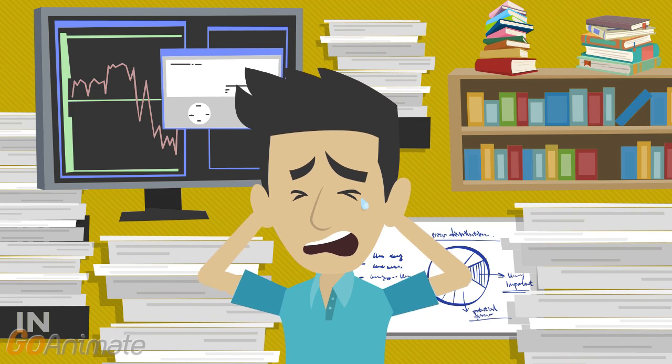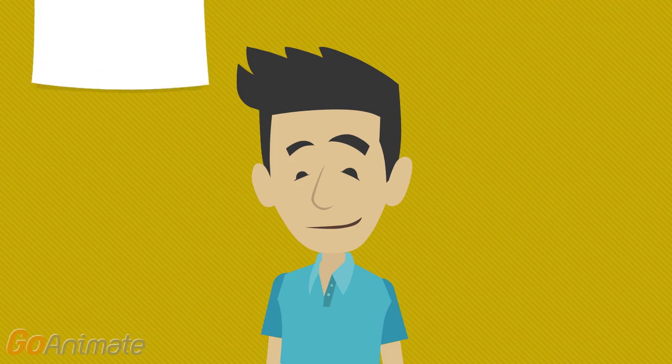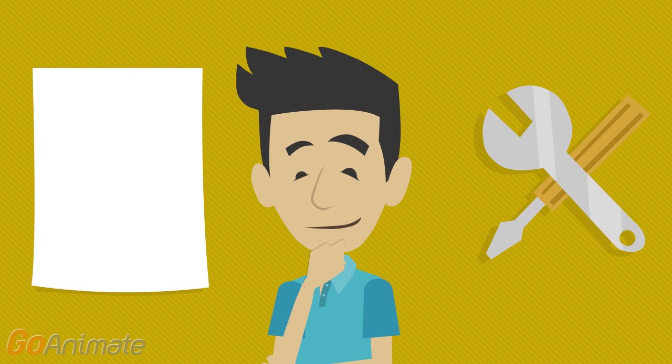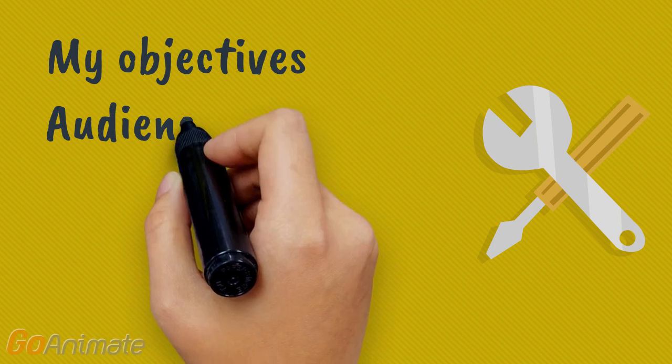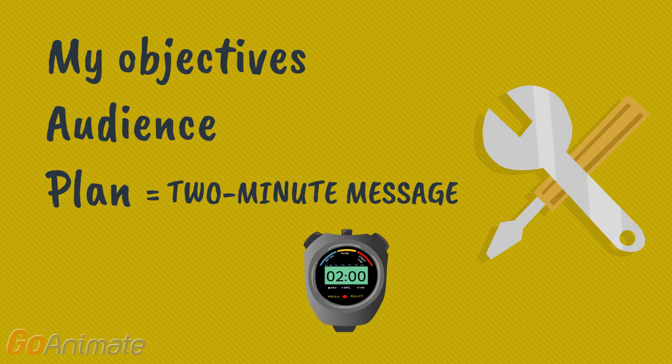So the first thing to do is to put all that confusing stuff to one side. To get a sheet of blank paper and take out a couple of tools. The tools in question are, of course, map and the 2-minute message.